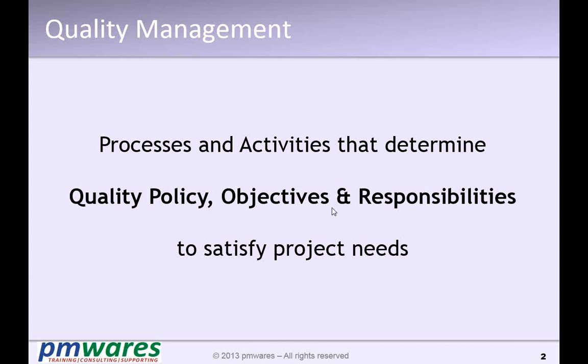We are talking about quality management, and there are three things which are important here: writing the quality policy, setting the objectives for the quality, and assigning the responsibilities. Okay, so it is all about project. It is not about organization or group. When we are talking about quality policy, it is about project quality policy.